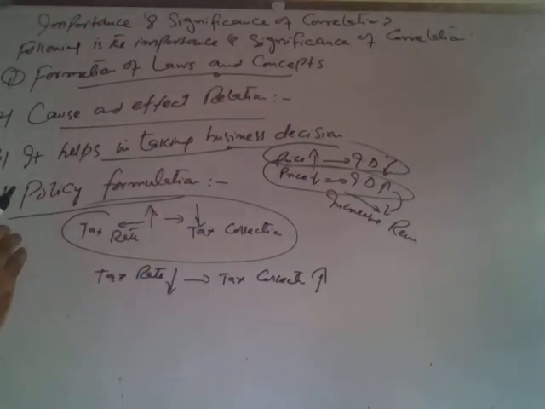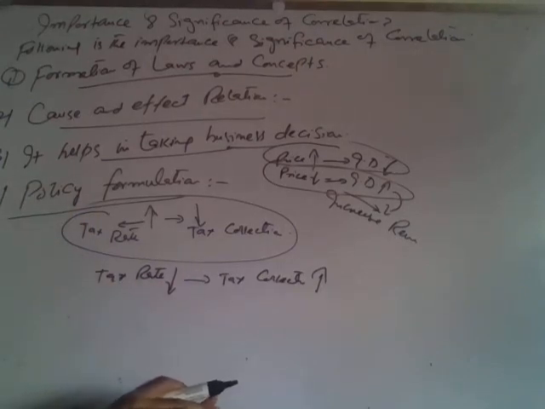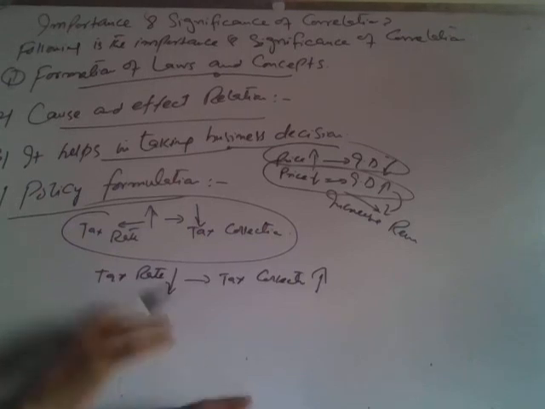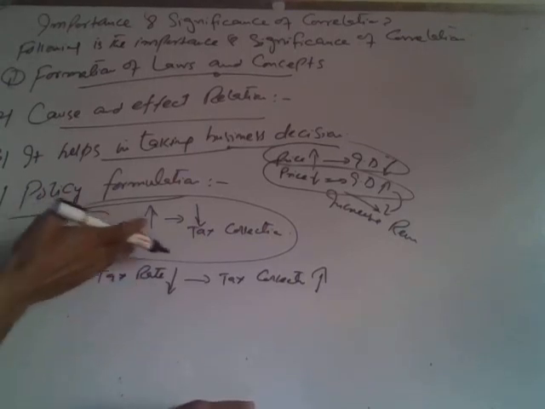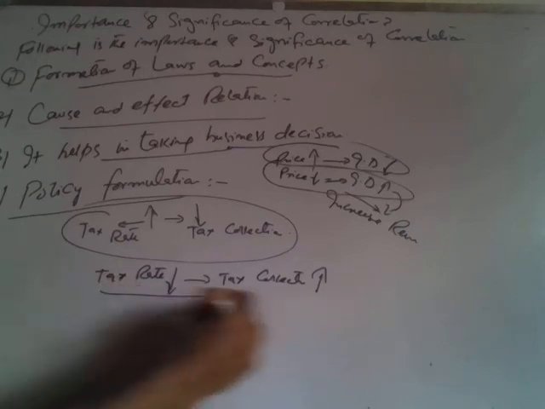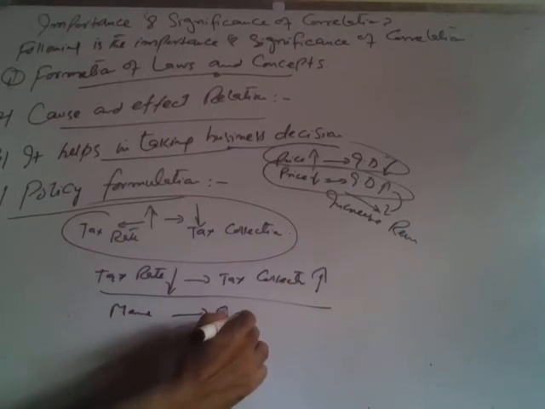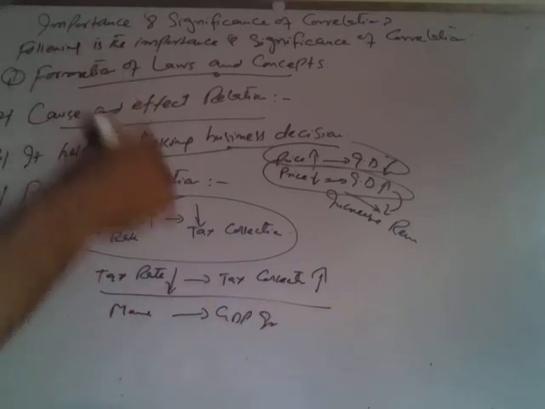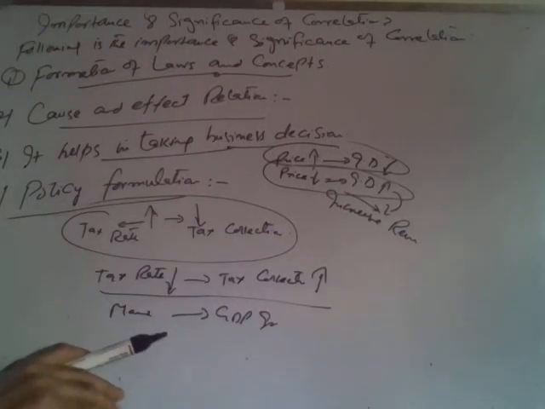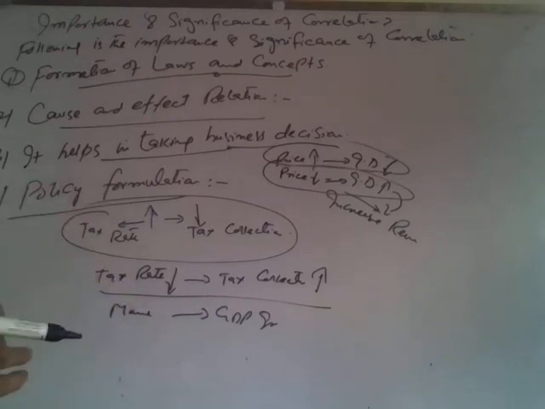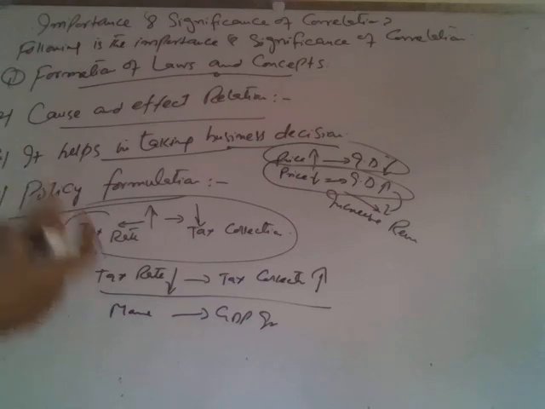It is also useful for the government to make different economic policies regarding budget, regarding monetary policy, etc. For example, there is a relationship between tax rate and tax collection. There is a relationship between money supply and GDP growth. If money supply increases, GDP growth increases. When we are able to know the relationship, we can make any policy in the interests of the country.